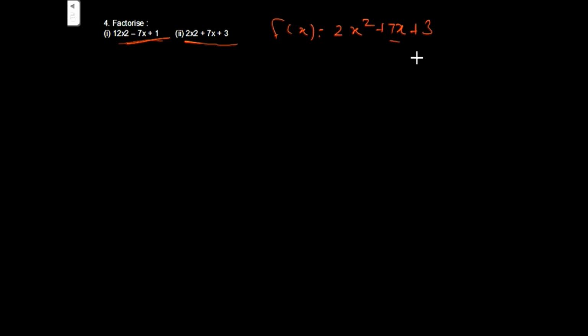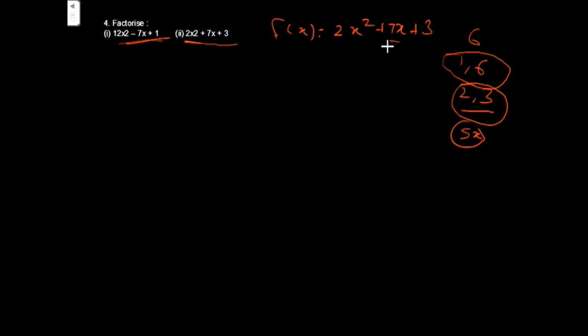So what can be those possible factors? Those will be factors of this 6. Two factors of 6 are 1 and 6, or I can take 2 and 3. But in the second case, you will notice that if I add these two numbers, 2 and 3, I will get only 5x. So 2 and 3 cannot be these two numbers. But if I take 1 and 6 to split 7x, I will get 7x as the sum and 6 as the product.